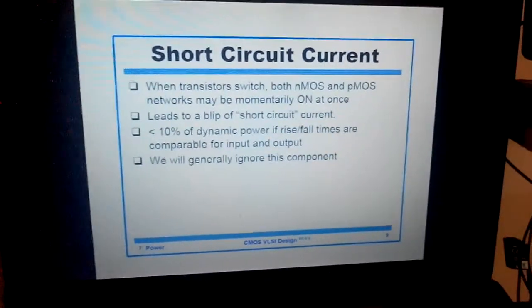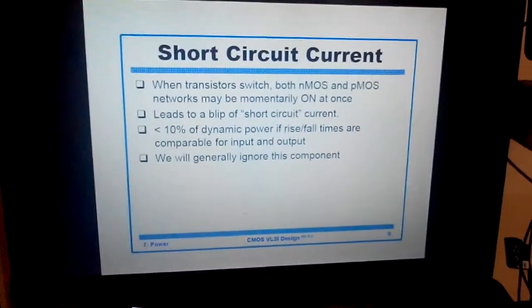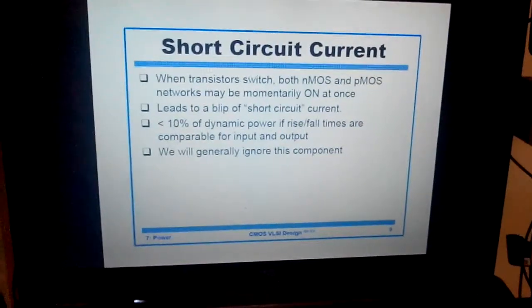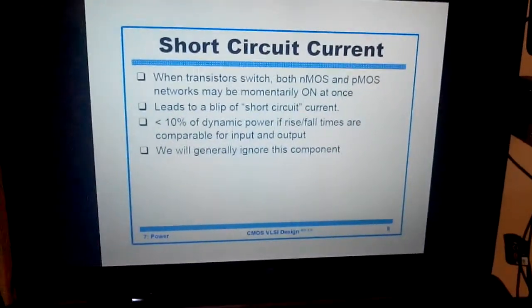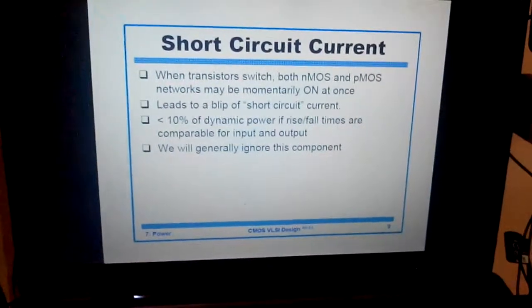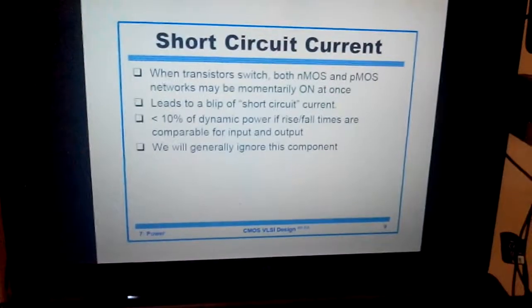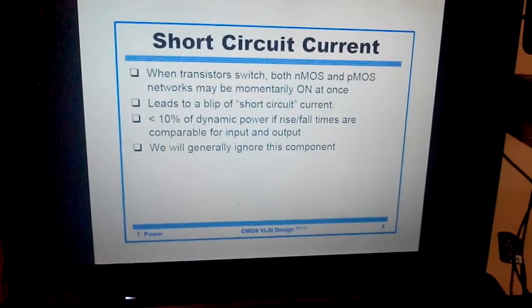Short circuit current. When transistors switch, both NMOS and PMOS networks may be momentarily on at once. This leads to a blip of short circuit current. It can be more than 10% of dynamic power if rise or fall times are comparable for input and output. We will generally ignore this.